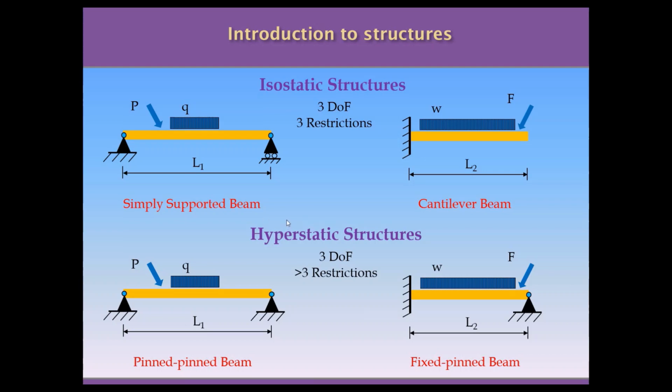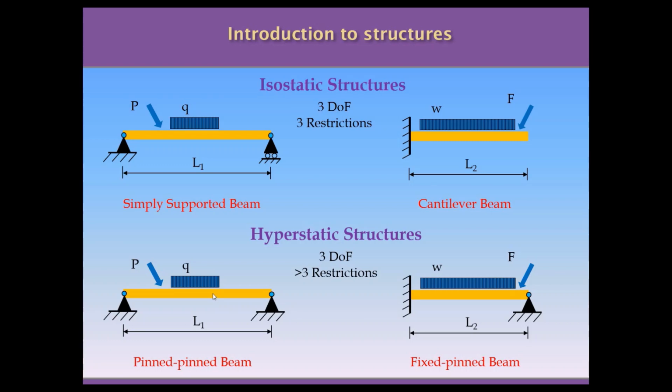When we have a structure that has more than 3 restrictions in the two-dimensional space, for example, this beam that is pin and pin at the two extremes, we are introducing an additional restriction. So we are restricting 4 degrees of freedom when the beam has only 3. This is a case that is called a hyperstatic structure. And in this case, you have an extra degree of hyperstaticity, it is called. So this beam has a superabundant restriction that makes the structure hyperstatic.